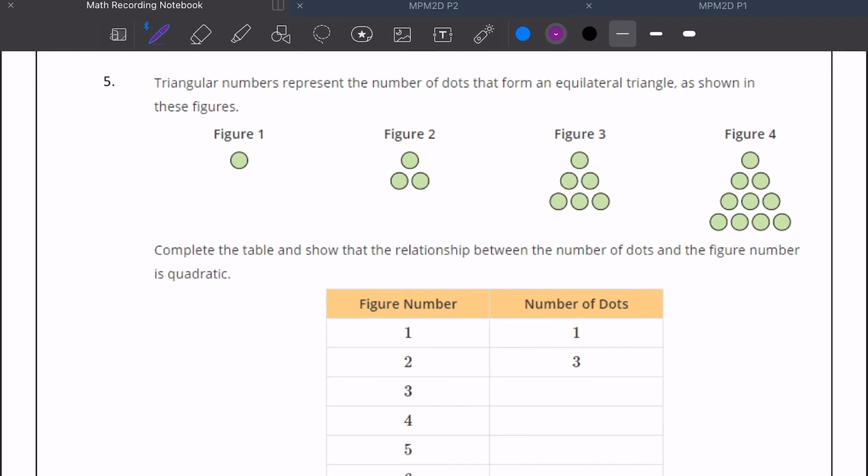So what we're looking at here is the relationship between the dots and the quadratic relation. As these dots get bigger, you're going to know something. Figure 1 just has 1 dot. Figure 2 has 1 dot here, and 2 more from the previous. Figure 3 has 1 dot here, 2 from this one, and then an additional 3.